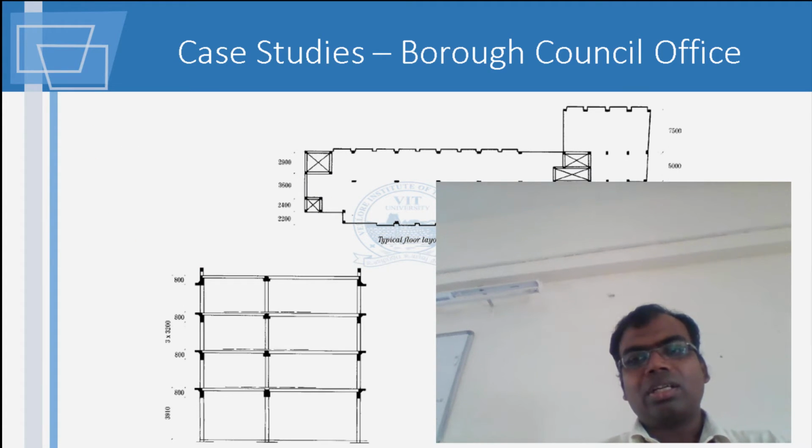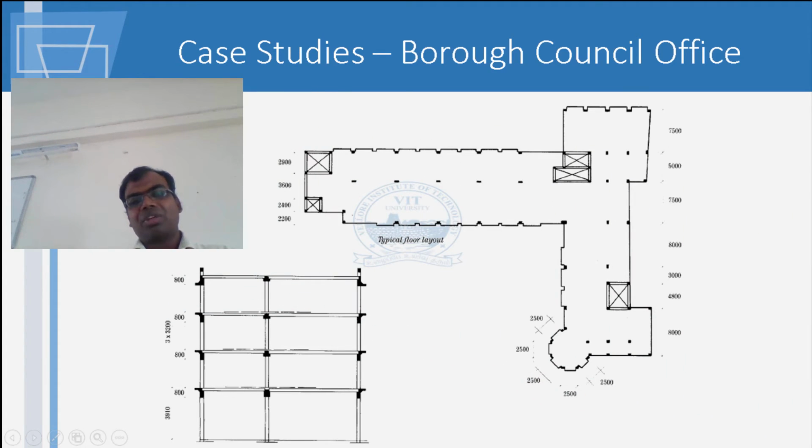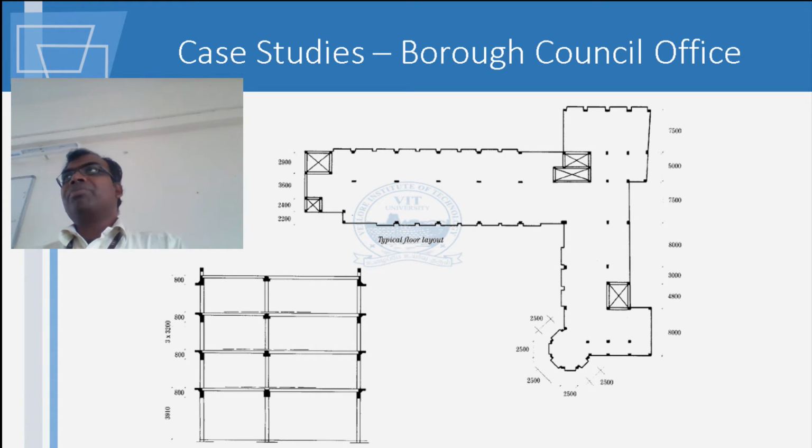So this is a plan of one of the precast buildings which were done. Here, if you see, columns, beams, slabs were done separately, and when you put them in place, you are going to be able to achieve a high degree of aesthetic appeal also.